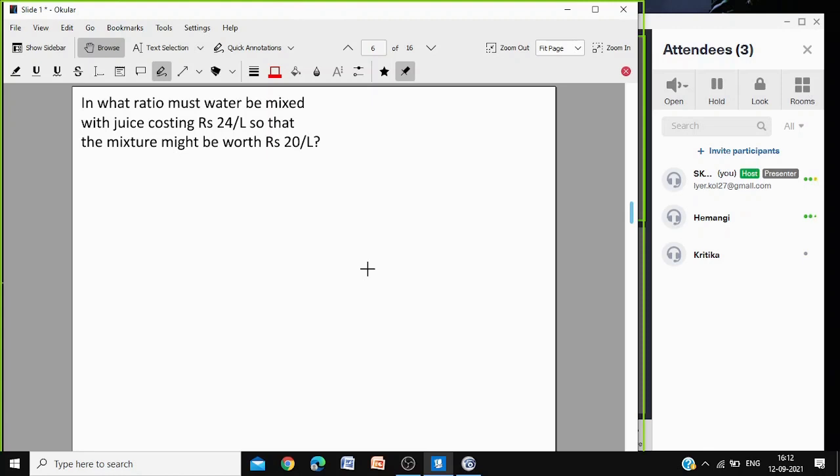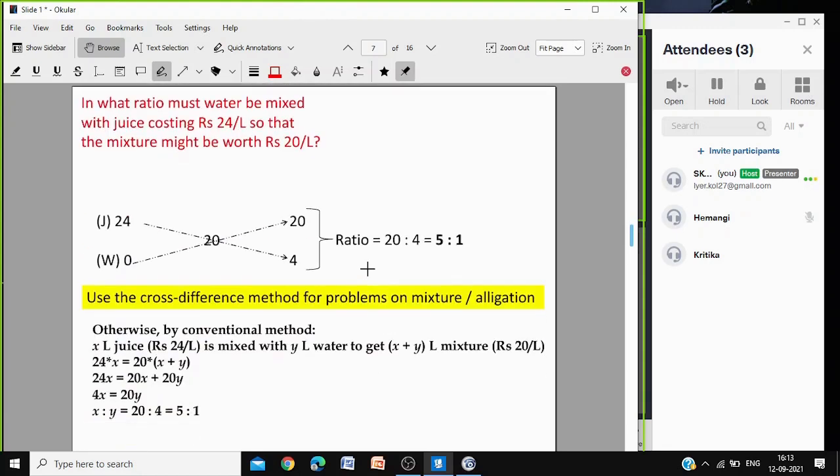So in what ratio must water be mixed with juice costing 24 rupees per liter so that the mixture might be worth 20 rupees per liter? You can take x, but better than x, I will tell you the shortcut method. You are mixing two things. Whenever you are mixing two things, it's called a mixture or alligation. That we use a so-called cross difference method.